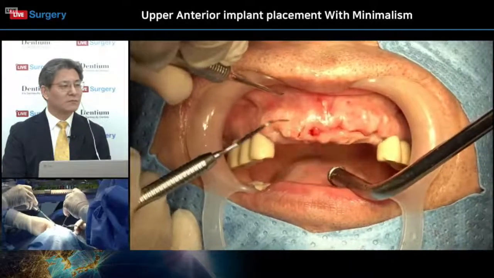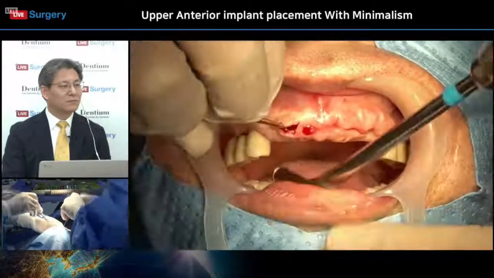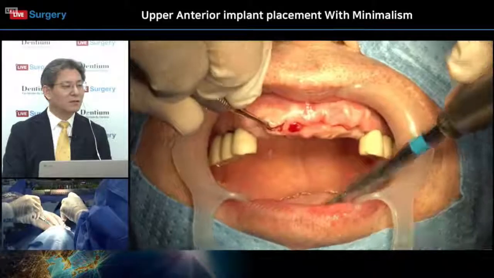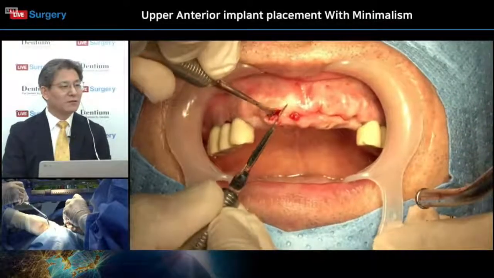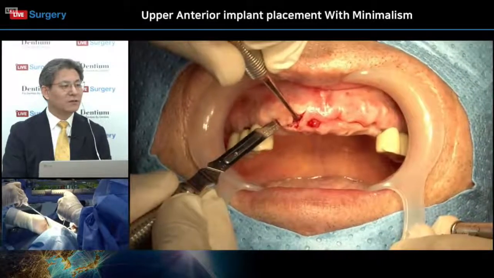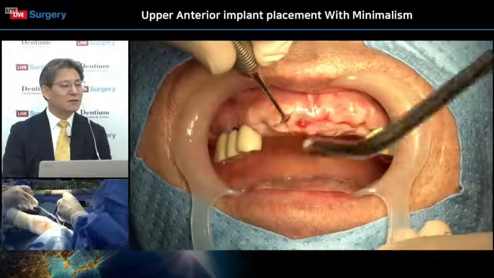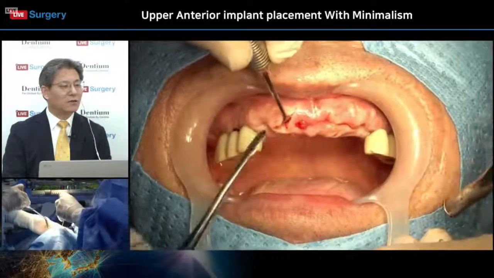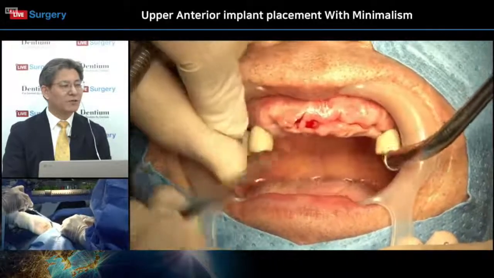So we can place a 3.5 or 4.0 implant. Then he mentioned the fixture diameter, 3.5 or 4.0? 4.0, yeah, because the incision line is extended to promote flap reflection on the labial side.